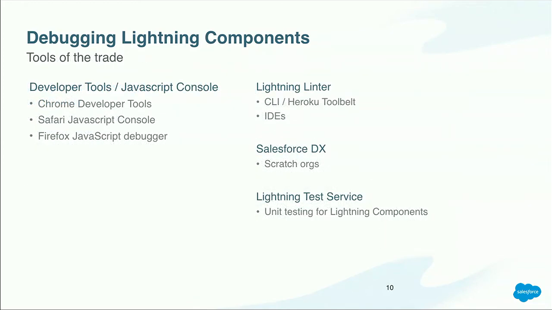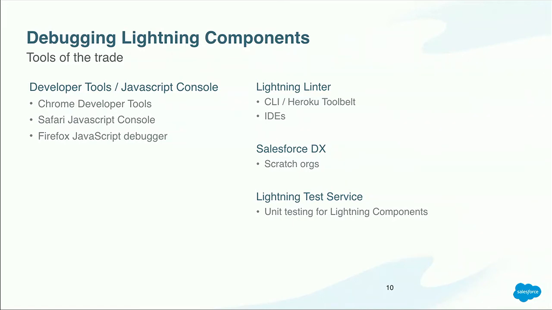There's a couple tools that I like to use when I debug Lightning components. The first one is the developer tools of the internet browser. I'm not talking about the developer console. I'm talking about the JavaScript console in Internet Explorer or Chrome. Those are typically useful because you can set breakpoints in your code. So when your component runs, it'll stop at the breakpoints, and you can investigate the state of your JavaScript and your Lightning components.